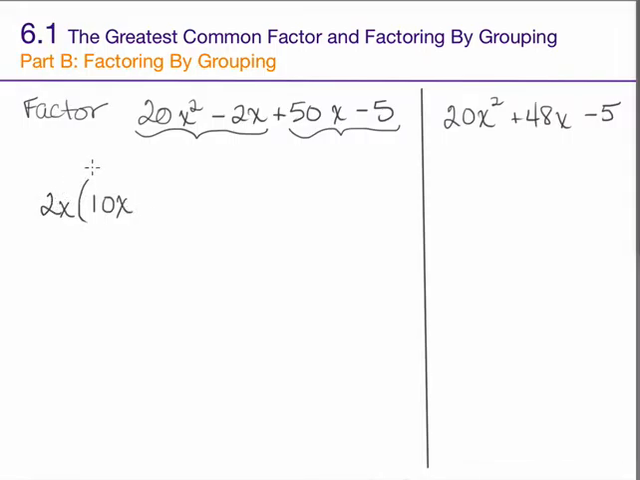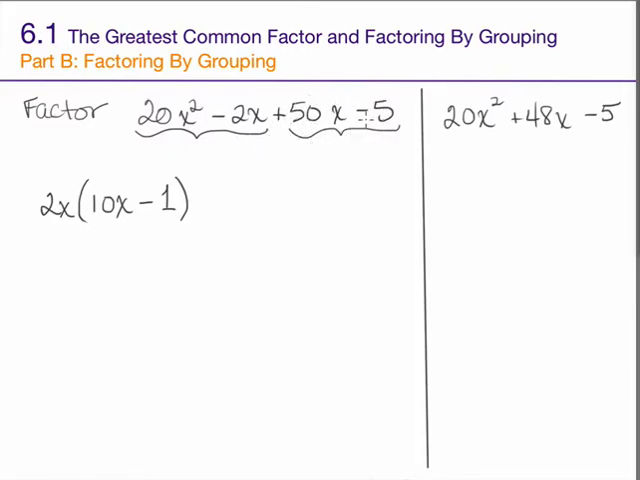Then 2x times what gives me negative 2x? Negative 1. 2x times negative 1 is negative 2x. At this point, it's worth taking a quick look at what you have left over here to see if there's anything common to these two terms. If there is, you may have got a common factor here, but you didn't quite get the greatest common factor. 10x and negative 1 have nothing in common, no common factors. So I know that 2x is the greatest common factor of these two terms.